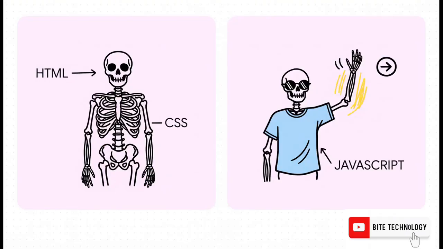But here's where it gets really interesting. HTML doesn't work alone. Think of it this way. HTML is the skeleton. It's the bare-bones structure. Then CSS comes in, and that's like the clothing and the style, the colors, the fonts, everything that makes it look good. And then you have JavaScript. That's the muscle and the brain. It adds all the behavior, the clicks, the animations, the interactivity. But without that HTML skeleton, there's absolutely nothing for the other two to work with.